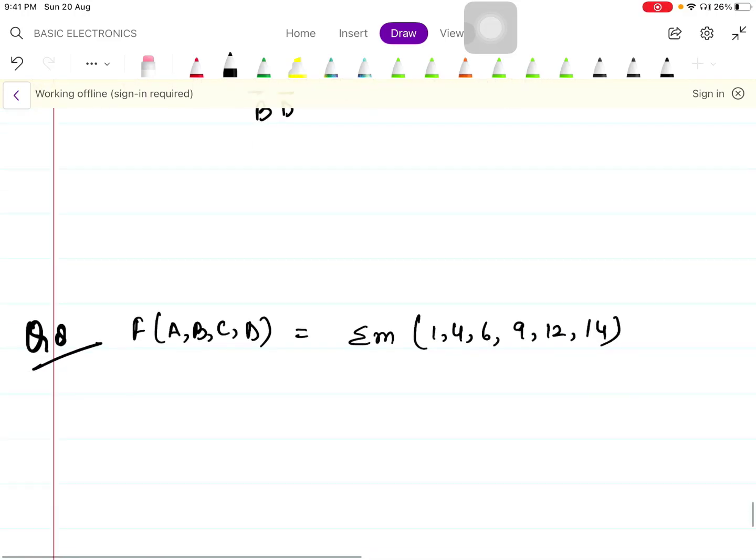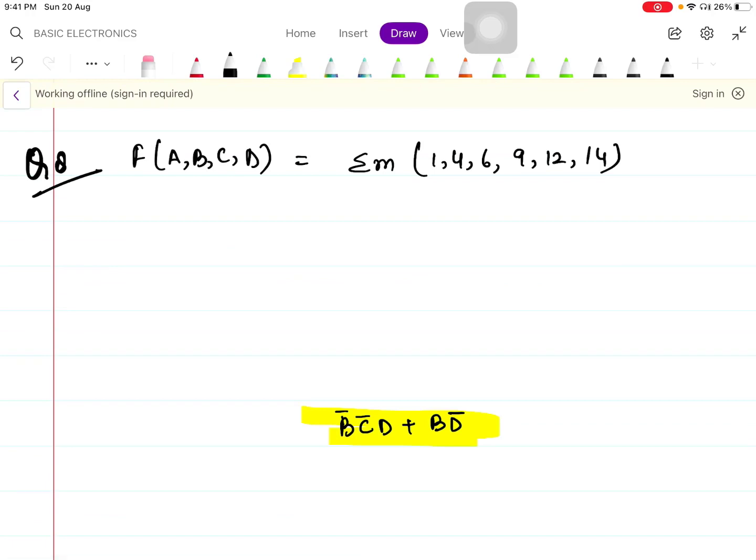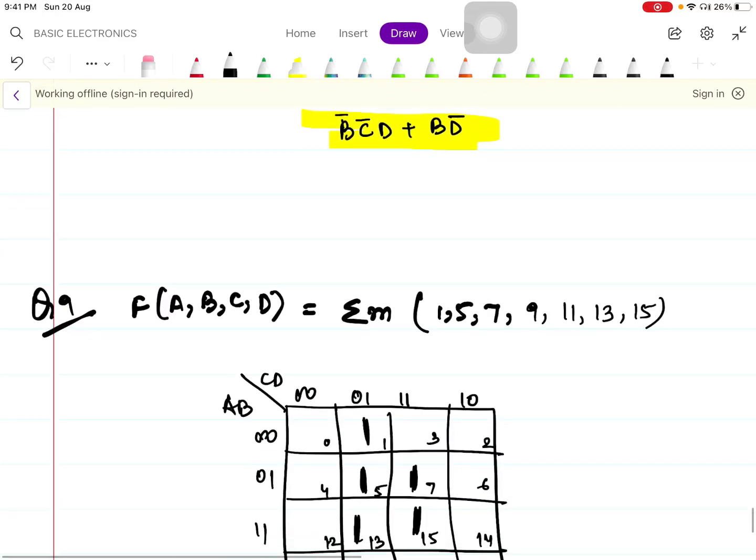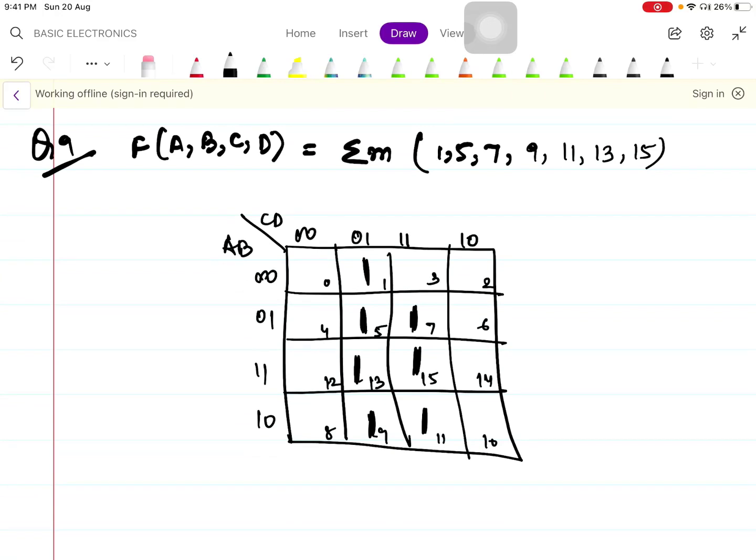Another question. Again, a four variable K-map will be made over here. I hope that you all will be able to solve it if you have understood the rules of grouping of ones in K-maps. So the answer is already given. Verify your answer and do let me know if you have any doubt by dropping a comment in the comment box. Next question. Again, a question of four variable K-map.